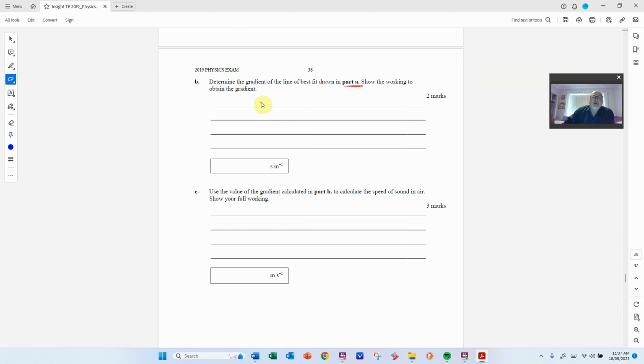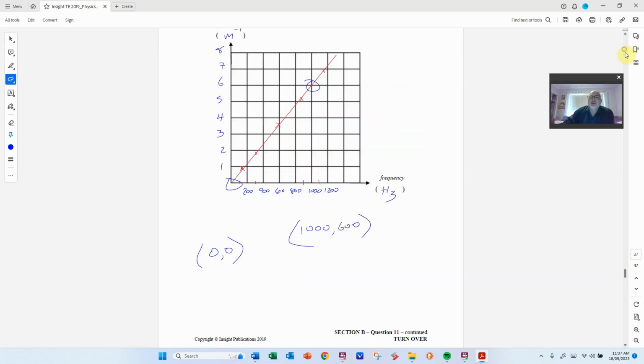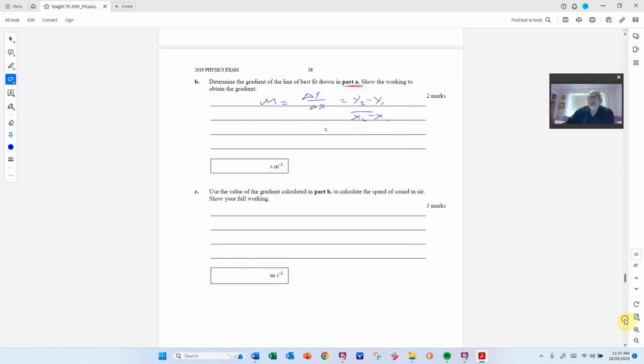So m equals change in y over change in x, or y2 minus y1 over x2 minus x1. By forcing me to use the origin, that makes it nice and easy. So what were my values again? 1,000, 600, so 600 minus 0 over 1,000 minus 0, that gives me a gradient of 0.6.